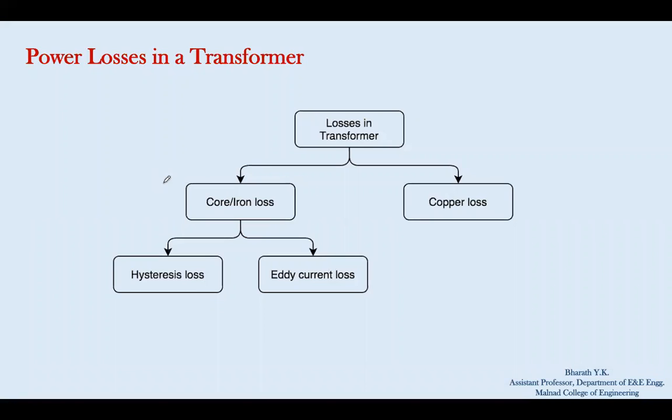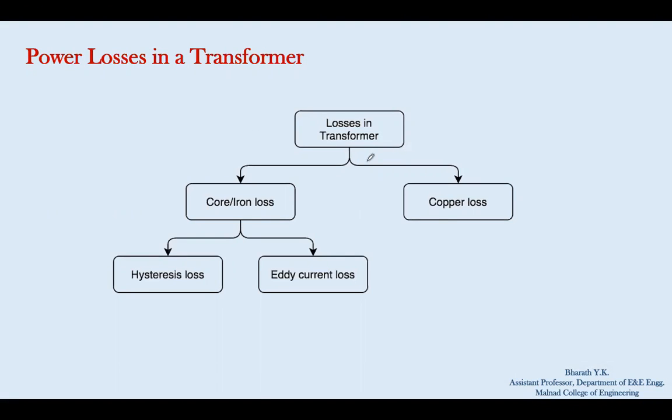Now let us discuss the power losses occurring in a transformer. A transformer is a static device, meaning it doesn't consist of any moving parts, hence there will not be any friction and windage losses. Friction losses occur because of the moving parts in a machine, whereas windage losses occur because of the opposition offered by the wind. So the losses occurring in a transformer are purely static losses.